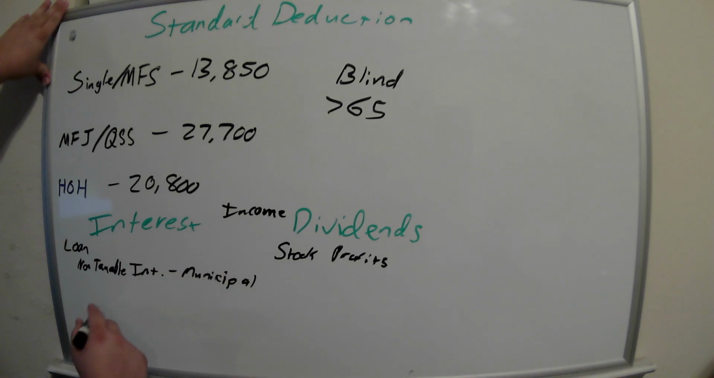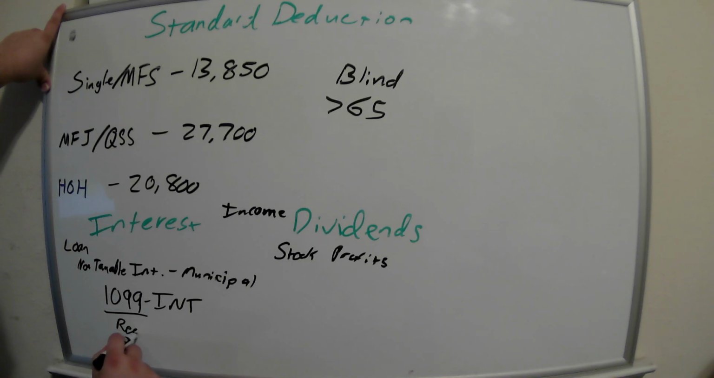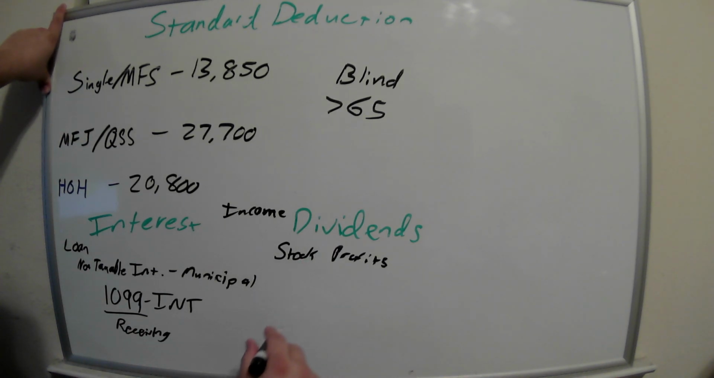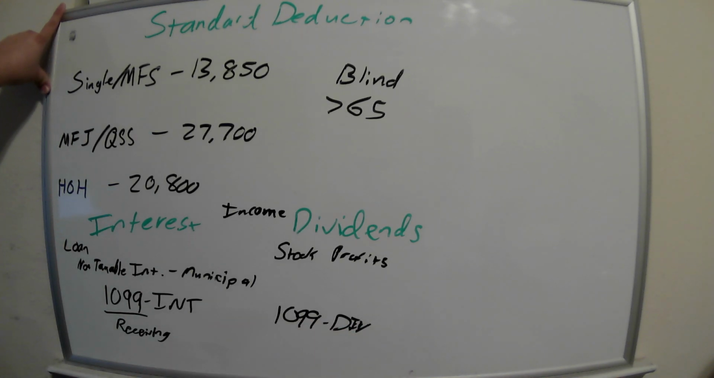The form that reports this income is 1099-INT for interest. Anytime you see 1099, it means we, the taxpayer, received money. And then for dividends, that is going to be on 1099-DIV, D-I-V. Once again, 1099 says the taxpayer received that money.